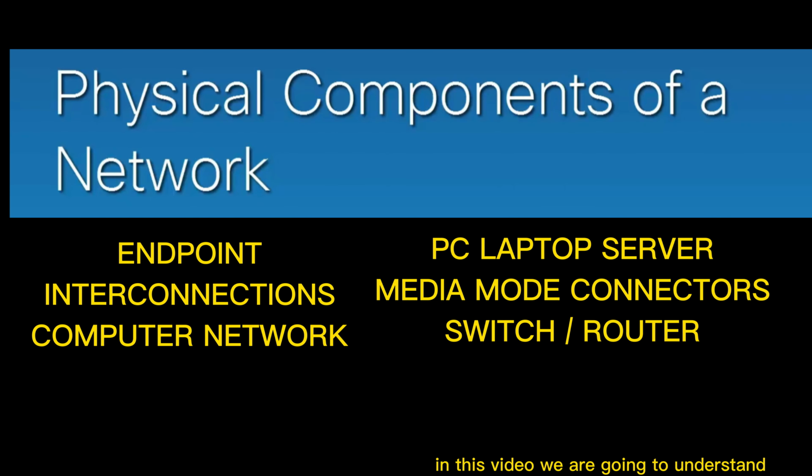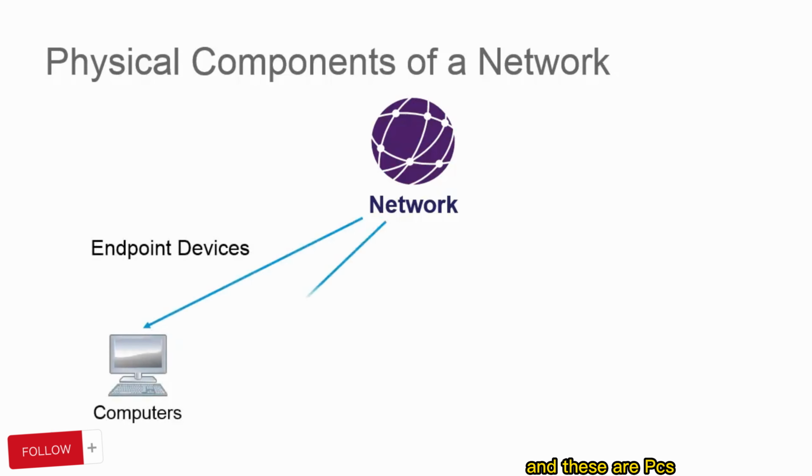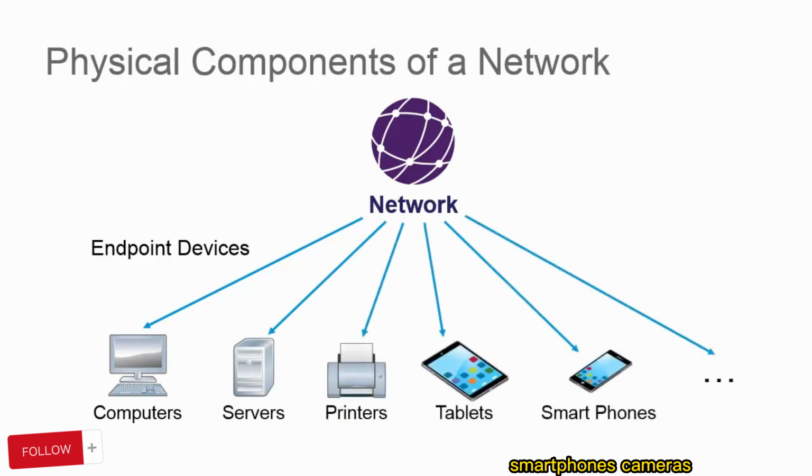In this video, we are going to understand physical components of a network. Networks can consist of many different devices. Let's start at the very bottom with devices you should be familiar with. These devices are called endpoints, and these are PCs, servers, printers, tablets, smartphones, cameras, manufacturing robots, and different sensors. Even refrigerators are connected to networks in this day and age.